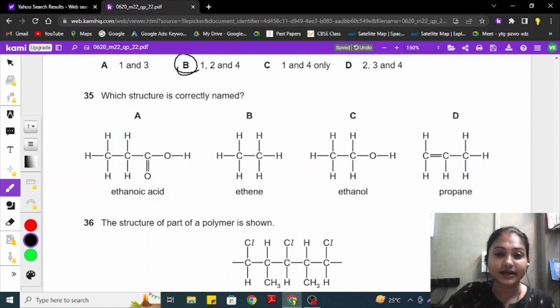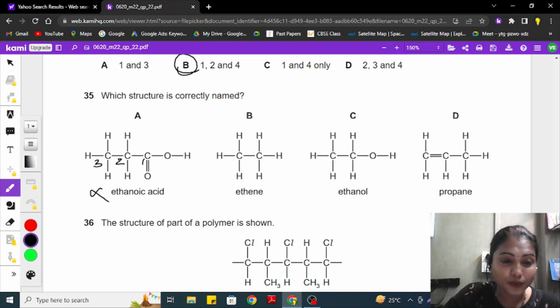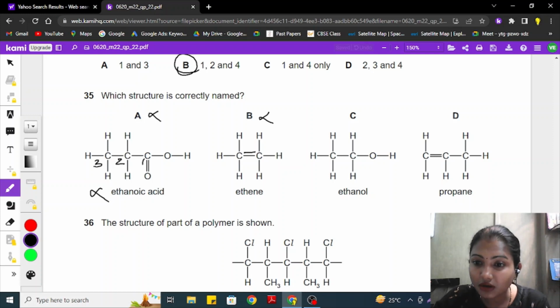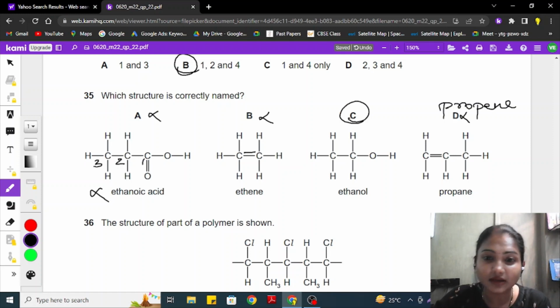Which structure is correctly named? Ethanoic acid? No, there are 3 carbon atoms now, it is propanoic acid. Ethene? No, it requires a double bond, and it is not there. It is ethane ideally, so it is also not correct. Ethanol, let's see, it is correct. Next, no, it has a double bond, it should be propene, not propane. So the correctly named one is C. It is ethanol, having 2 carbon atoms and attached the alcohol group. This is the correct option.